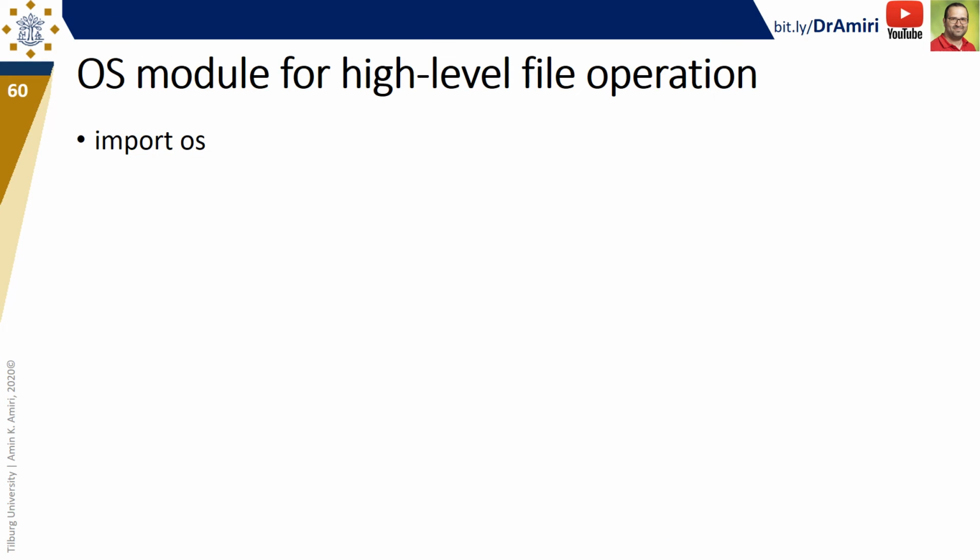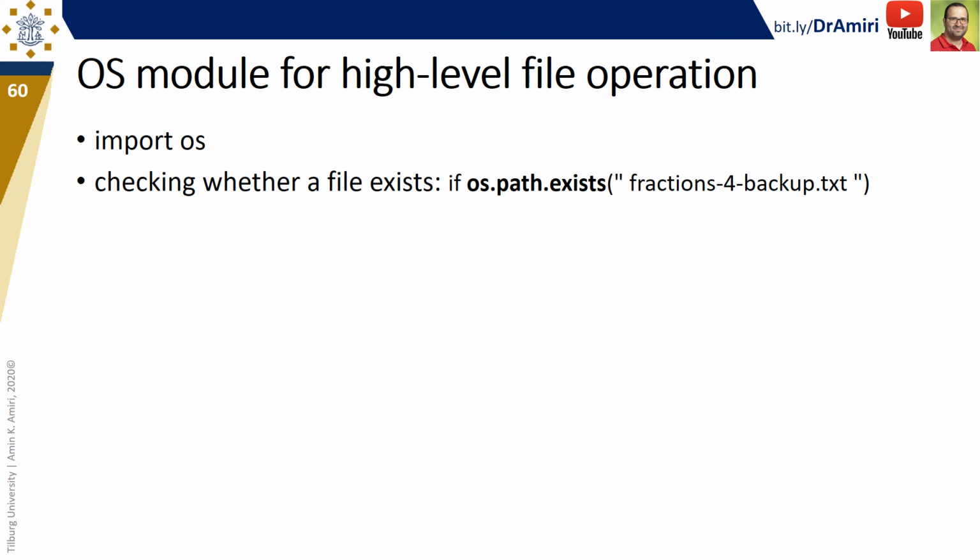Note that we also need some high-level file operations. For example, we want to remove a file from the hard disk, or we want to remove a folder from the hard disk. For these kinds of high-level operations, you need to import the module os. For example, if you want to check if a file exists, you can use os.path.exists and provide the full name of the file and check whether the file exists or not.